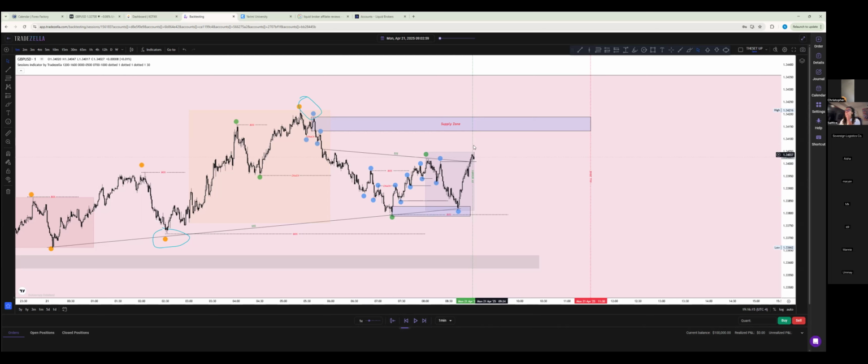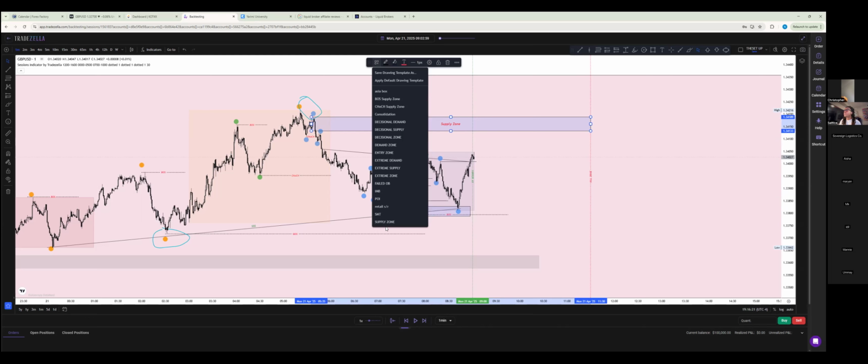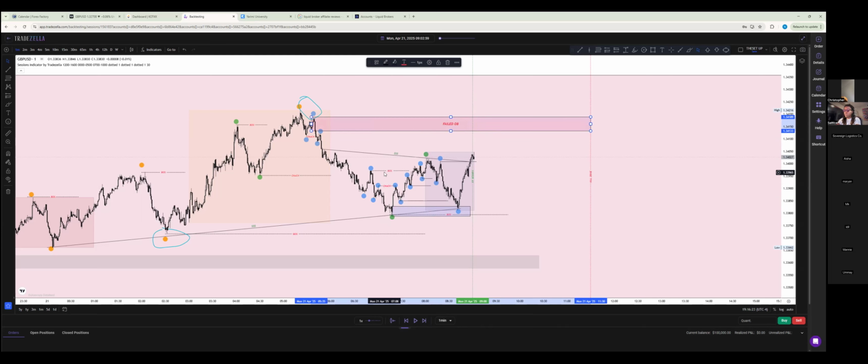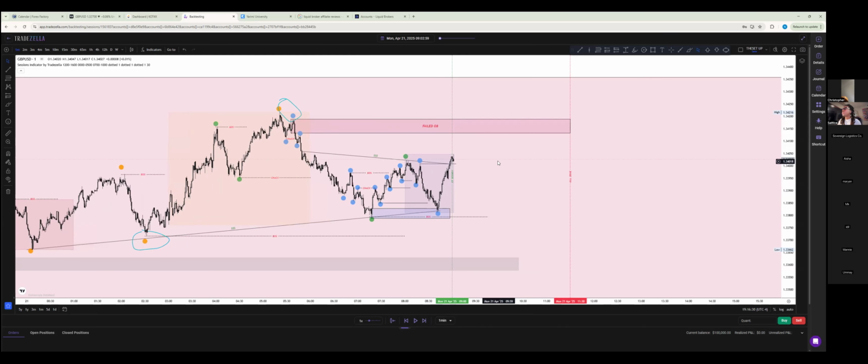All right. So now we know that this is supposed to fail. So we're going to switch this from being a supply to a failed OB. We're going to say this should be a failed OB. So from here, let's go ahead and play price action. Let me call you back. I'm going to Zoom call. All right. So let's press play from here.